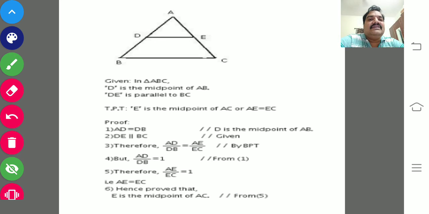So we have successfully reached our destination. AE equals EC, hence proved. Automatically E is a midpoint of AC. I hope you could understand.